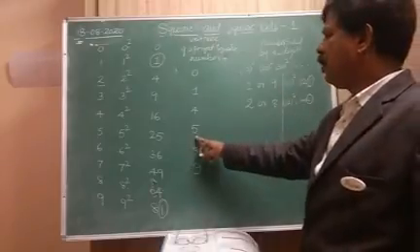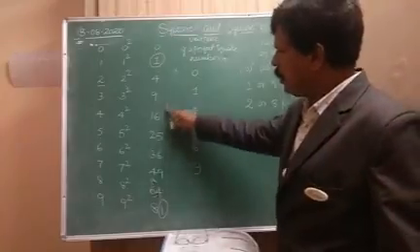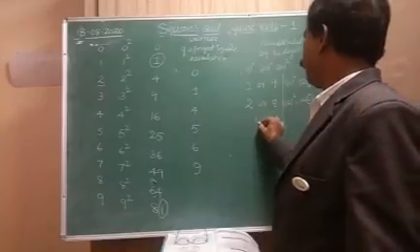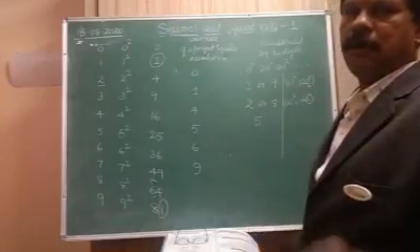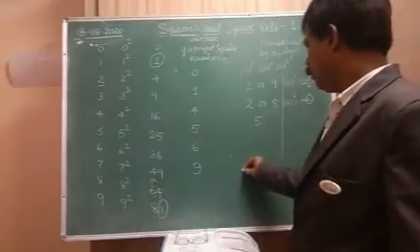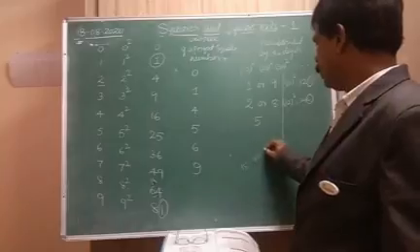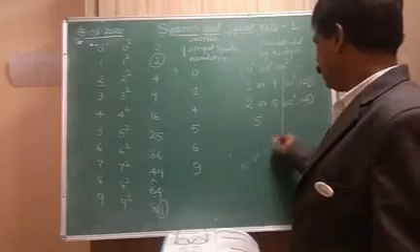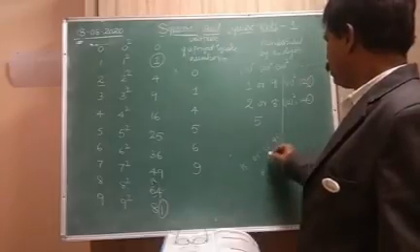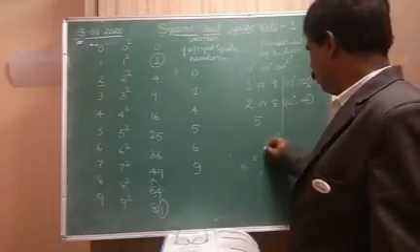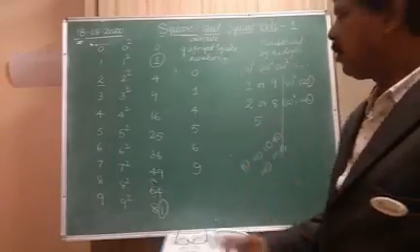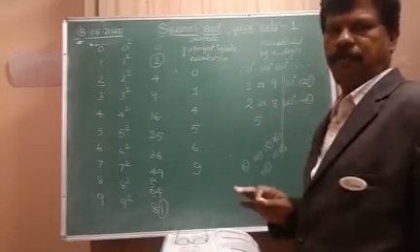Then if you want 5, look at this, the unit place is 5. Is there any other number? No. So a number ending in 5, its square always ends in 5 only. For example, 15, 25, 35, 95, 105, 1025. See, here the unit place is 5. When you square these, the unit place always ends in 5 only.